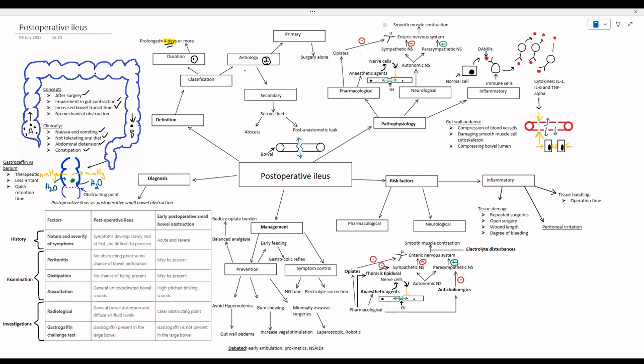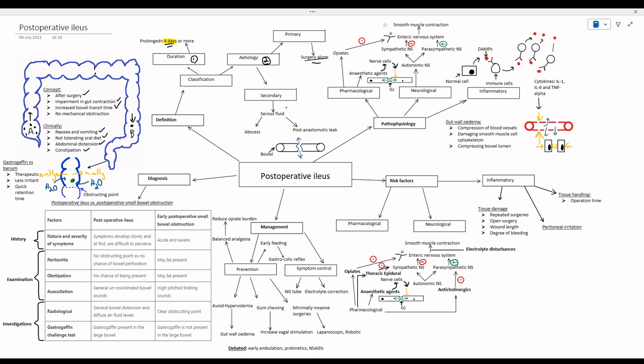Now let's talk about the etiology. So we can define postoperative ileus as a primary postoperative ileus or secondary postoperative ileus. Primary postoperative ileus is where the surgery alone is the causative factor for developing the ileus. There is no underlying condition that's promoting the patient to develop postoperative ileus. Whereas in secondary postoperative ileus, there is an underlying condition.